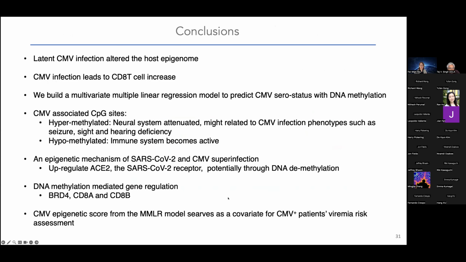So this tells us that the CMV epigenetic scores we got from the multivariate models could serve as a covariate for clinicians, or for us, to assess those CMV positive patients, whether they might get CMV viremia after they get the surgery. Okay.